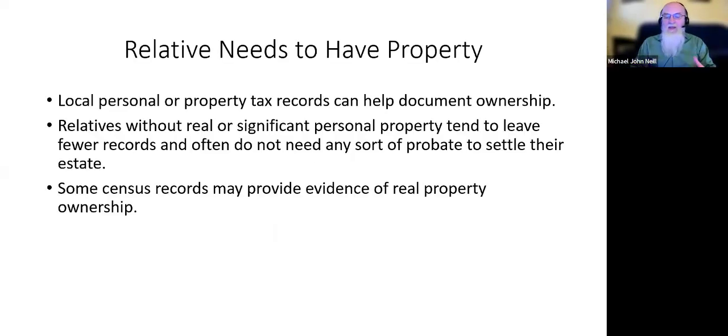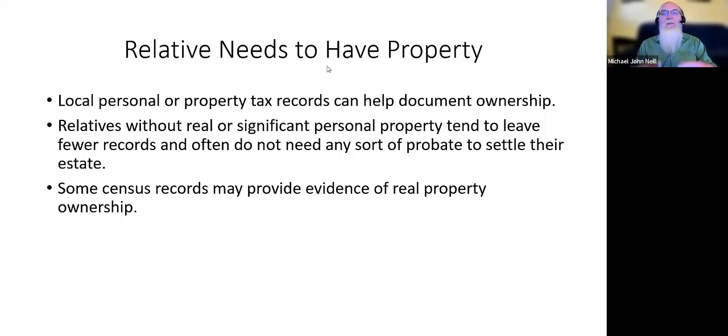When we're looking at estate records, we're talking about when your ancestor, your relative died, how their estate was settled up, how their property passed from their ownership after they were deceased to their heirs or to whomever they decided they wanted to have that property. And first of all, your relative has to have something.